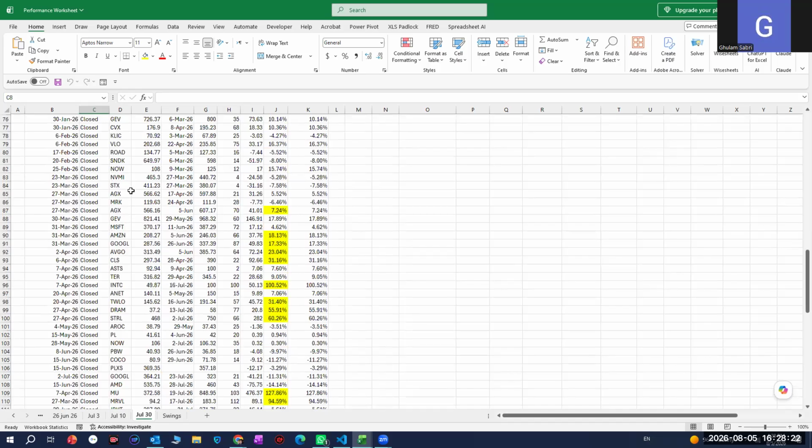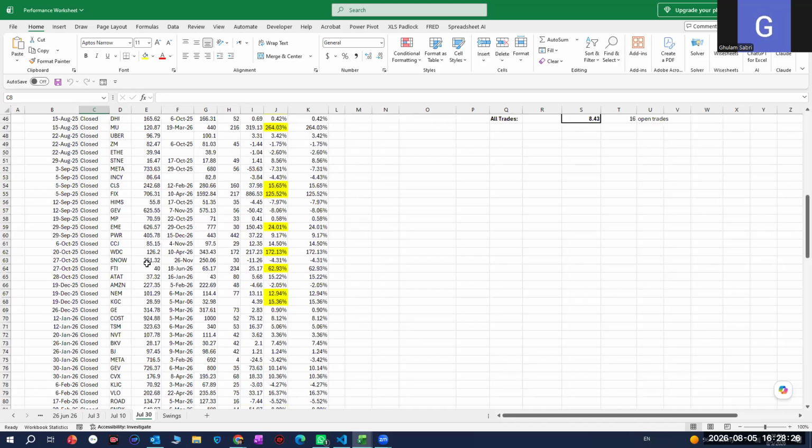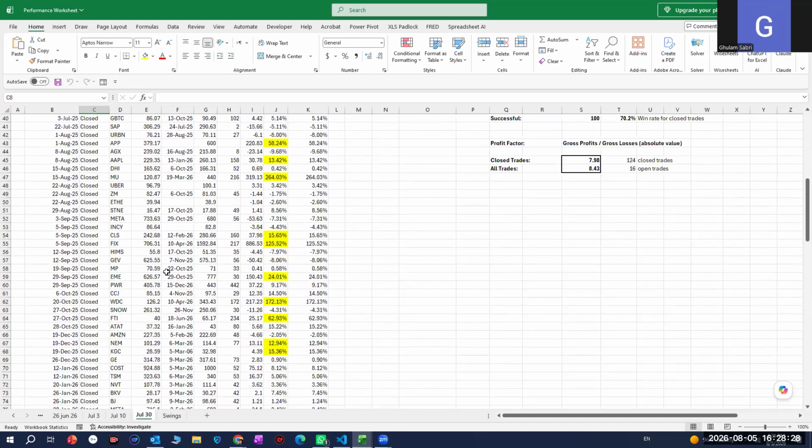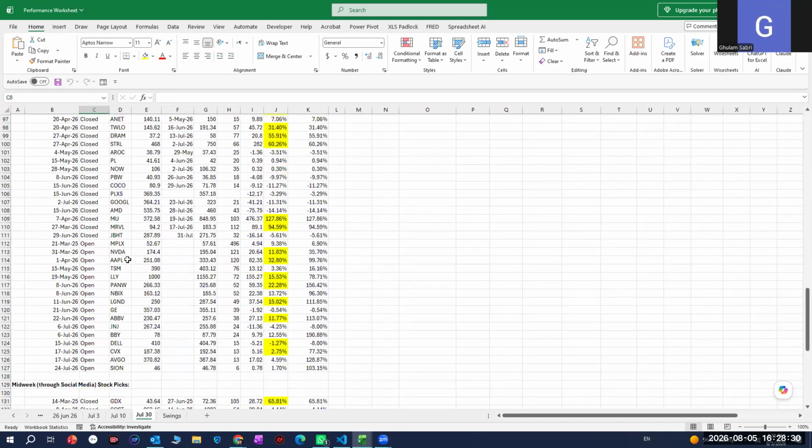We had this Nvidia trade, when was that? Not here. We have an open Nvidia trade somewhere here. No. Right here. 31st of March, 174. Right now it's 195. Right now it's 220 on 30th of July.